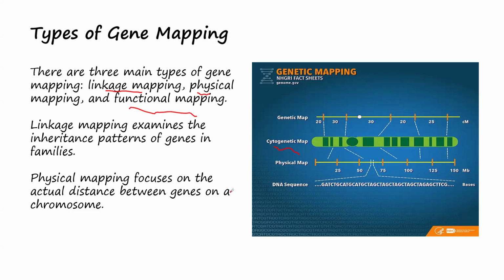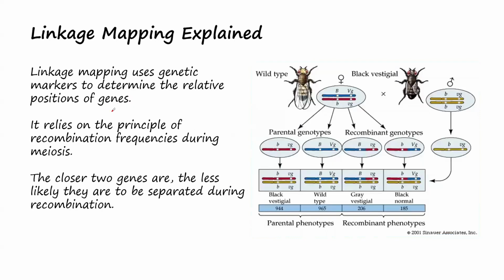Linkage mapping is trying to examine the inheritance patterns of genes in families. There are so many genes that actually come in families. The families of genes can be on the same chromatid or on different chromatids, on the same arm or on different arms. These families of genes can be examined using linkage mapping. But physical mapping focuses on the actual distance between genes on a chromosome. So this is a typical example of linkage mapping.